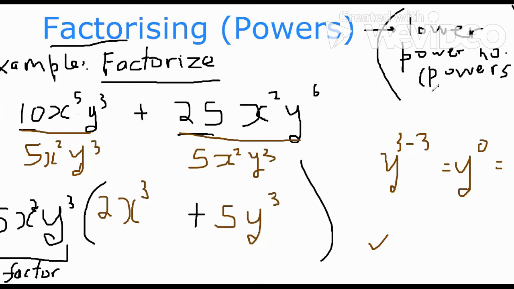Sir, 5x2, how did that come again? You mean right here, sir? This 2 here? Yeah. So what happened is that we look for the lower power number. So we have x5 and we have x2, so we use x2. Get it? Okay.